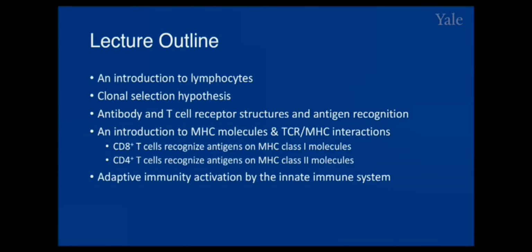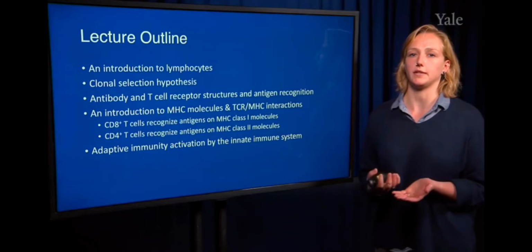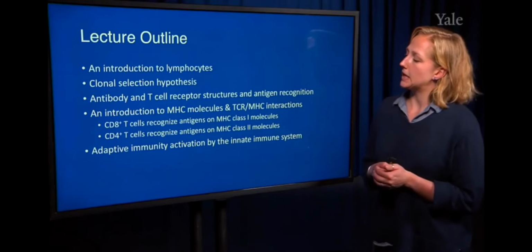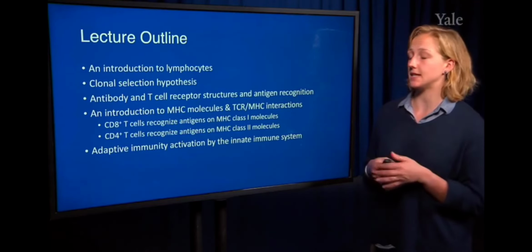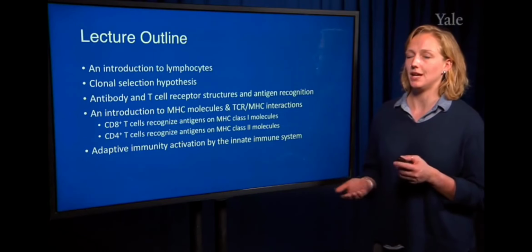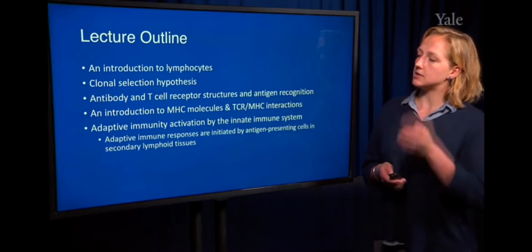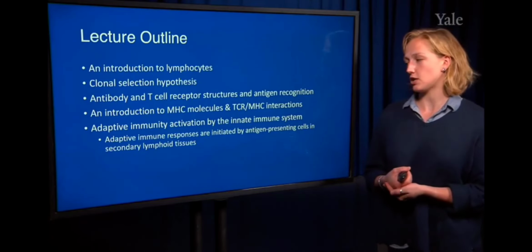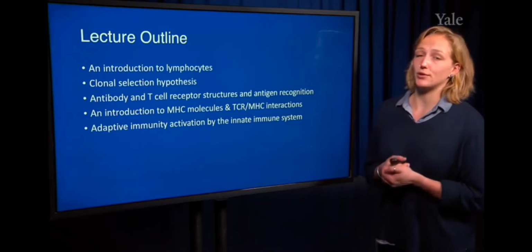And CD4 T cells recognize antigens on MHC class II molecules. And MHC class II molecules are expressed on what are called antigen-presenting cells. So these are predominantly macrophages, B cells, and DCs. And MHC class II molecules will present longer peptides that are internalized from the extracellular milieu and broken down inside the APC. And then we very briefly touched on how adaptive immunity is activated by the innate immune system, and that these adaptive immune responses are initiated by APCs in secondary lymphoid tissues. And that concludes our brief introduction to the adaptive immune system.